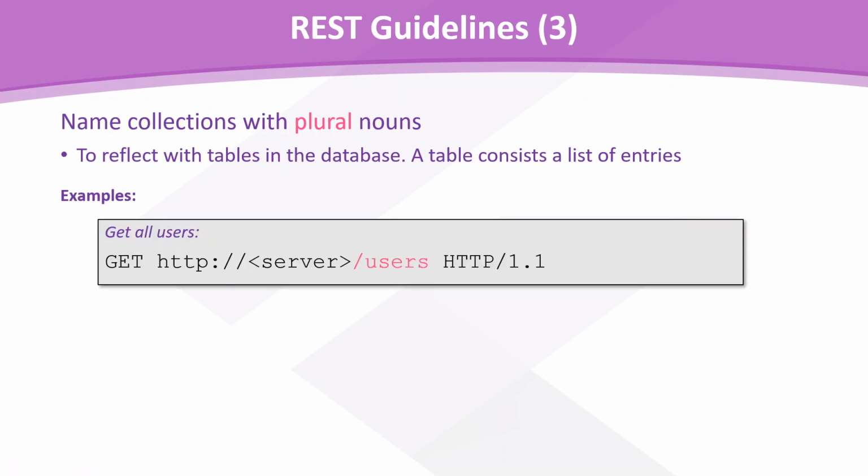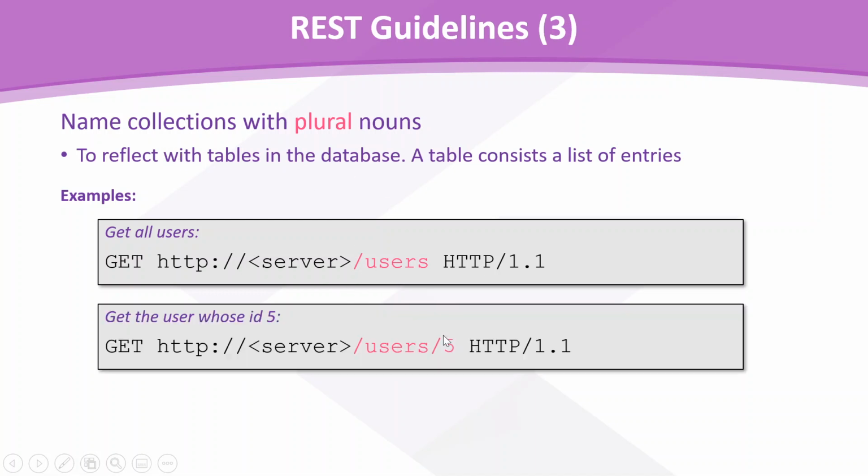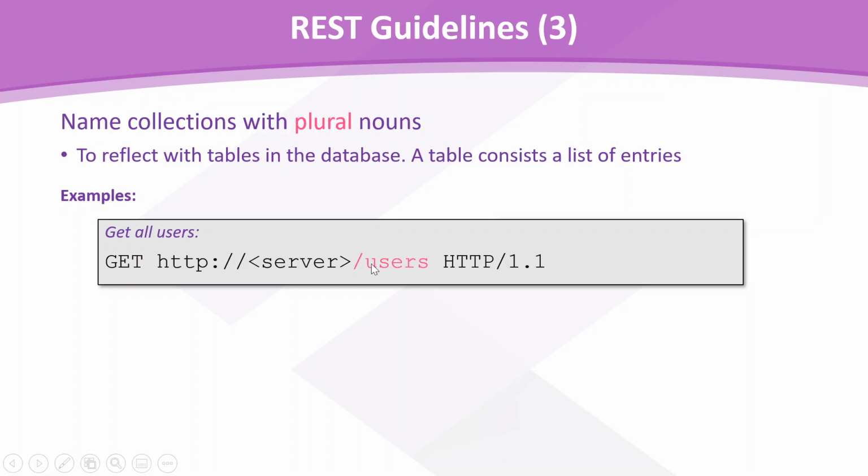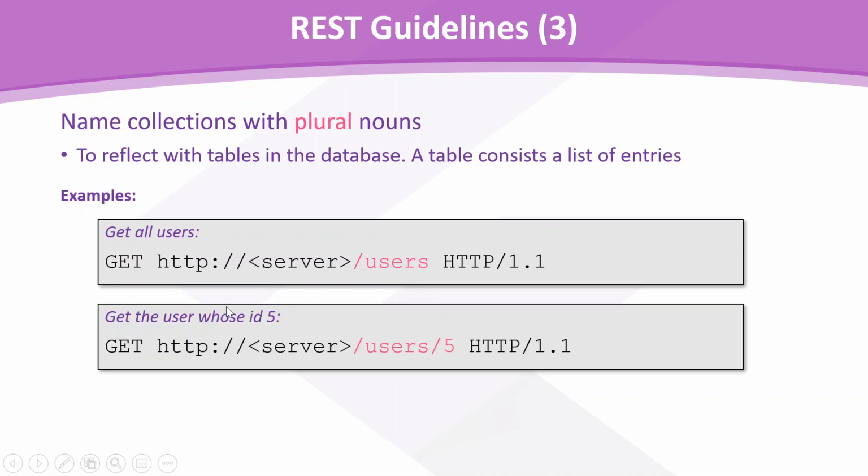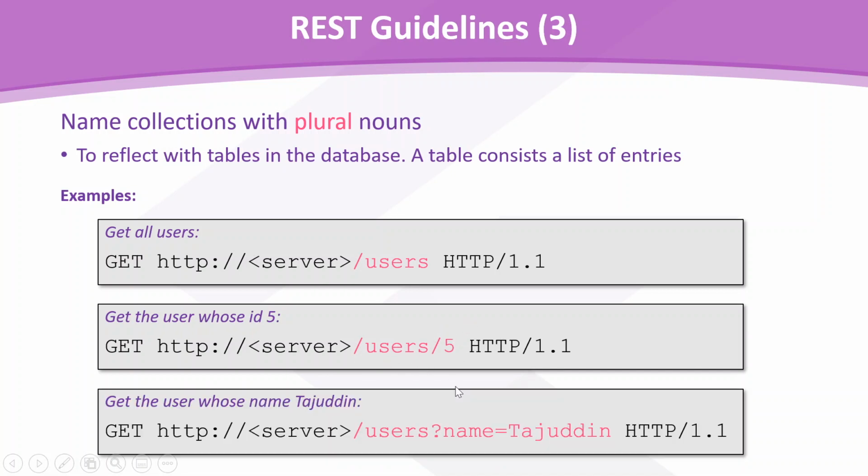So this is an example. You want to use users here rather than user, because this endpoint normally refers to tables. The first one is to get all the users, specify something like this. To get the user whose ID is 5, you specify /users and then the ID. To get the users whose name is Tajuddin, you can use a query string. I believe you also learned this from web programming. So REST also needs to support query strings.